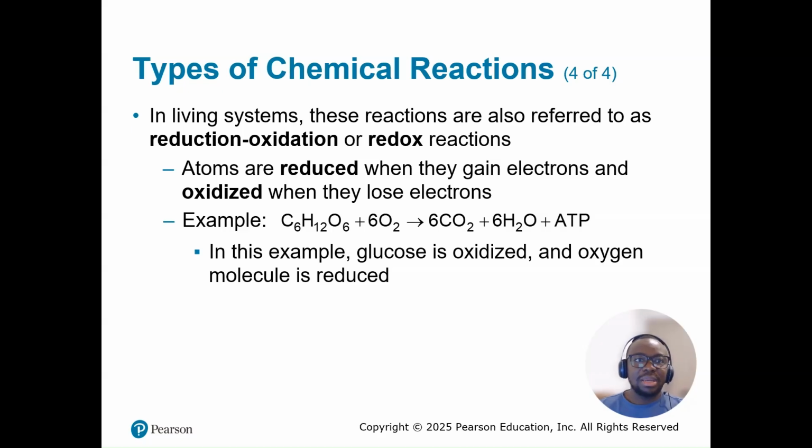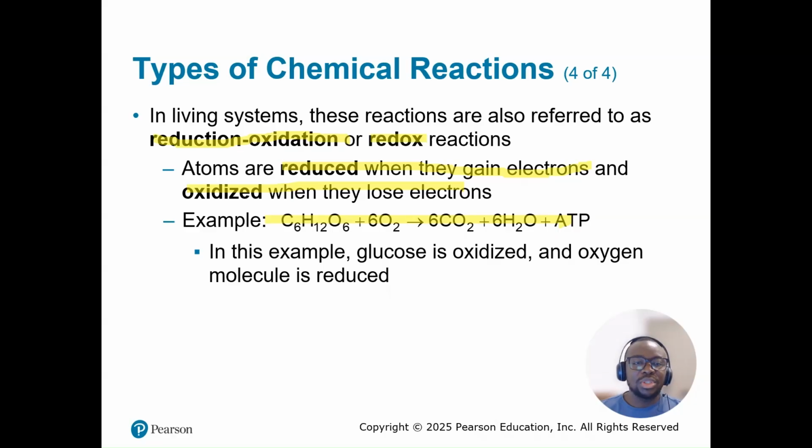Another group of important chemical reactions in the body is called reduction, oxidation, or redox reactions. Redox reactions are decomposition reactions because they are the basis of all reactions in which foods are broken down to release energy in the form of ATP. In redox reactions, atoms are reduced when they gain electrons and oxidized when they lose electrons.